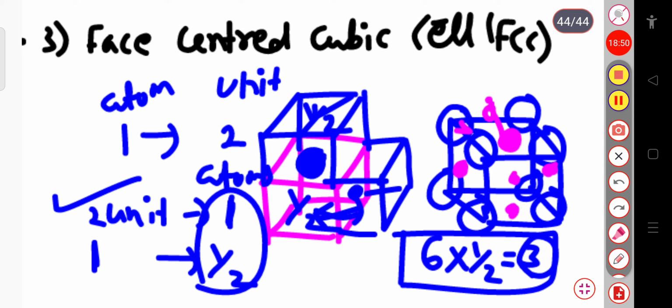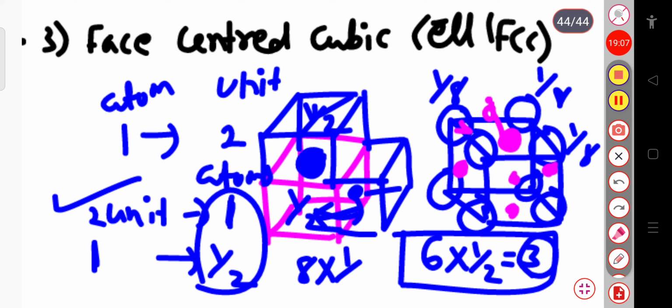And also for the corner atoms, 1 by 8th of the atom is present inside this cell, likewise in your simple cubic structure and the BCC structure. For the corner atom, 1 by 8th part only is present inside the cell. Since there are 8 corners, 8 into 1 by 8 is equal to a total of 1 atom present inside the cell for the corners. So for the faces it is 3, for the corners it is 1. So the total number of atoms per unit cell will be 4. 3 plus 1 is 4.